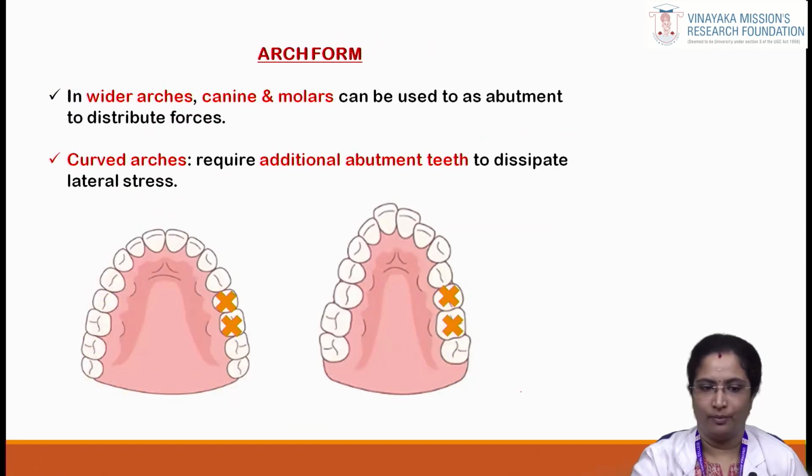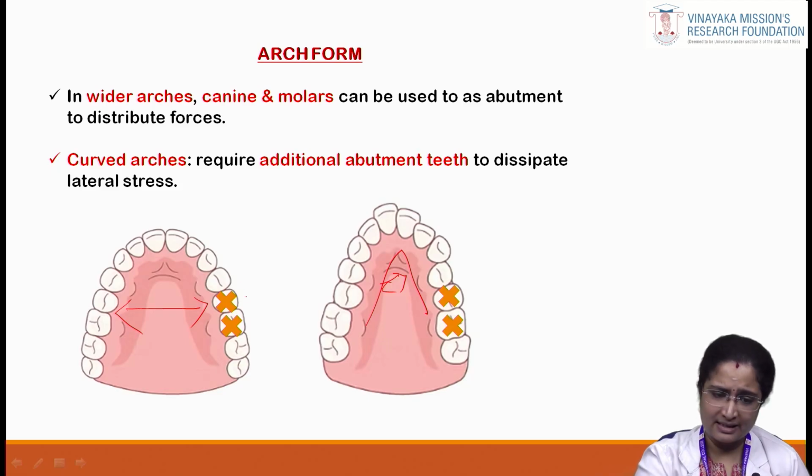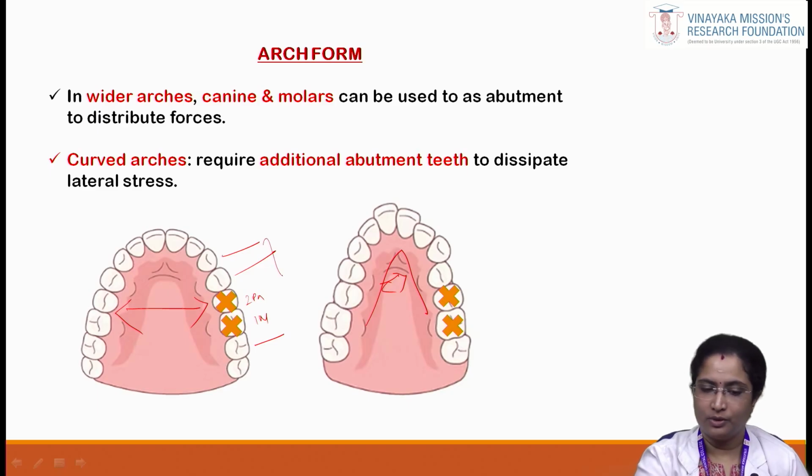Next is the arch form. The wider the arch form, the wider the force distribution. In these two pictures, the first picture has a wider arch form and this is a narrow arch form. In this picture, if there is a second premolar and a first molar missing, I can take the first premolar, canine and a molar as abutment teeth, which is sufficient. But in case of a tapered arch, we have to think of an additional abutment.